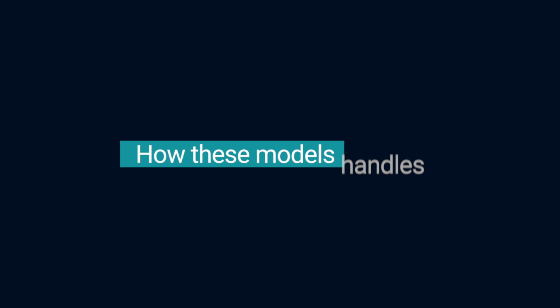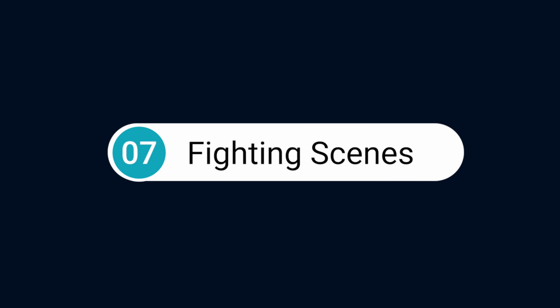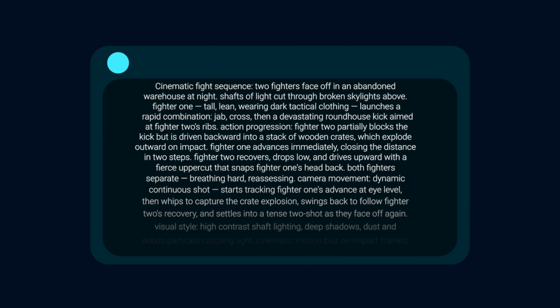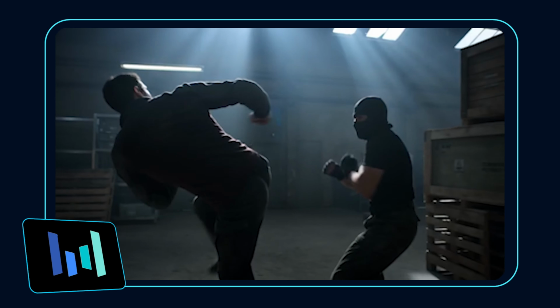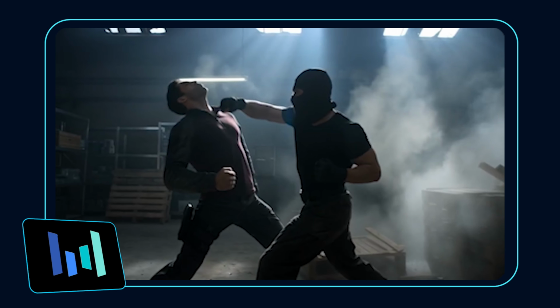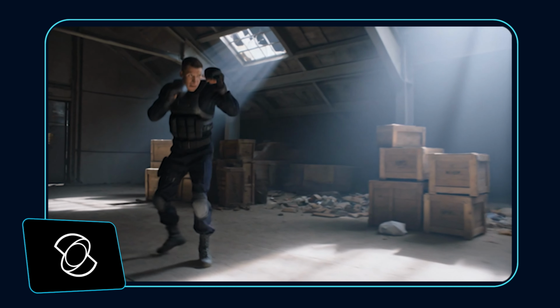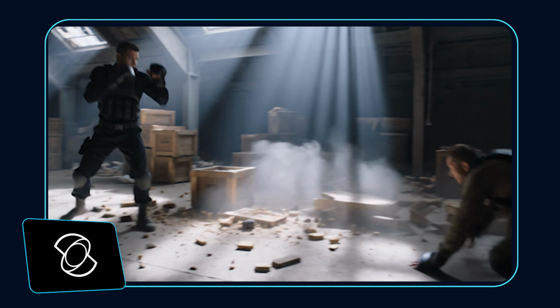So we've seen how these models handle realism, motion, and style. But what about scenes where everything is moving at once? I gave both models the same fight sequence to test complex choreography, multiple moving bodies, and impact moments. Both models delivered here and handled the physical complexity quite well. The collision impact and the way bodies moved through space felt grounded in actual physics, but neither was perfect.